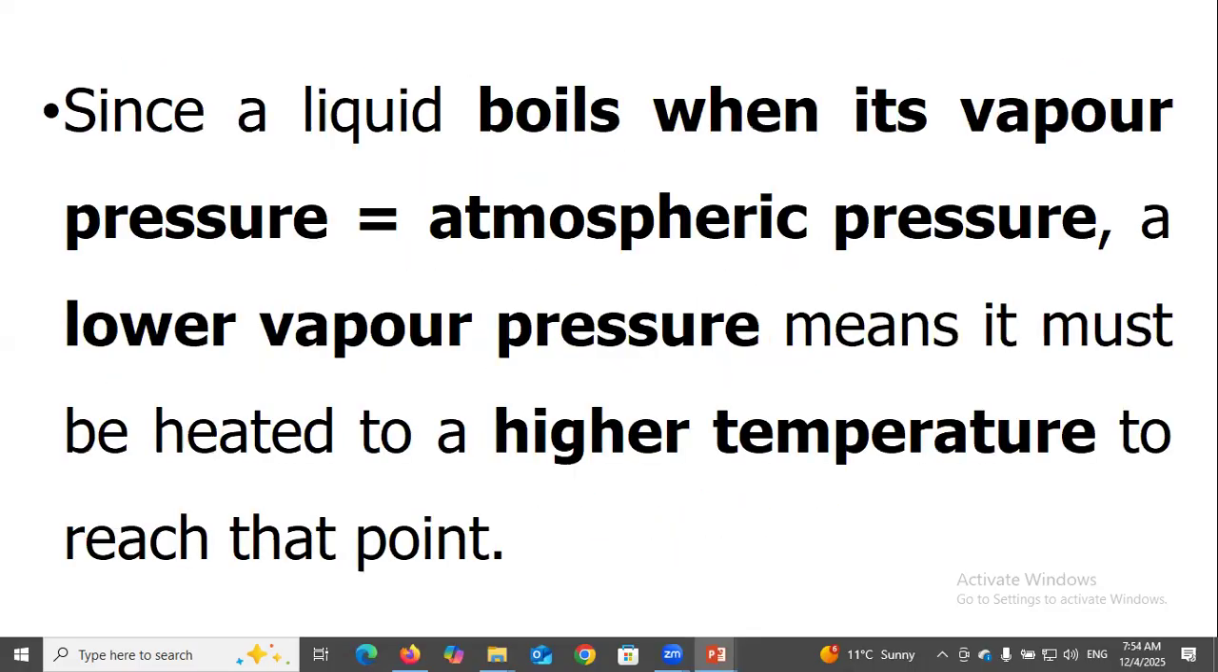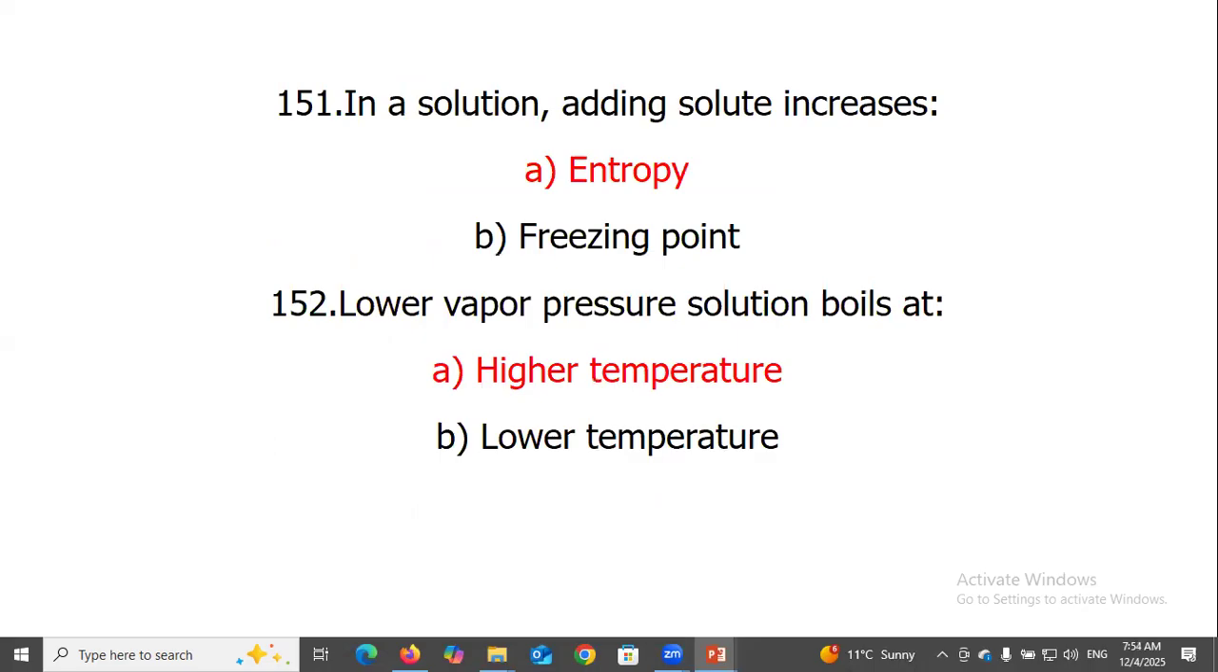Okay, that's all about some MCQs related to colligative properties in chemistry.